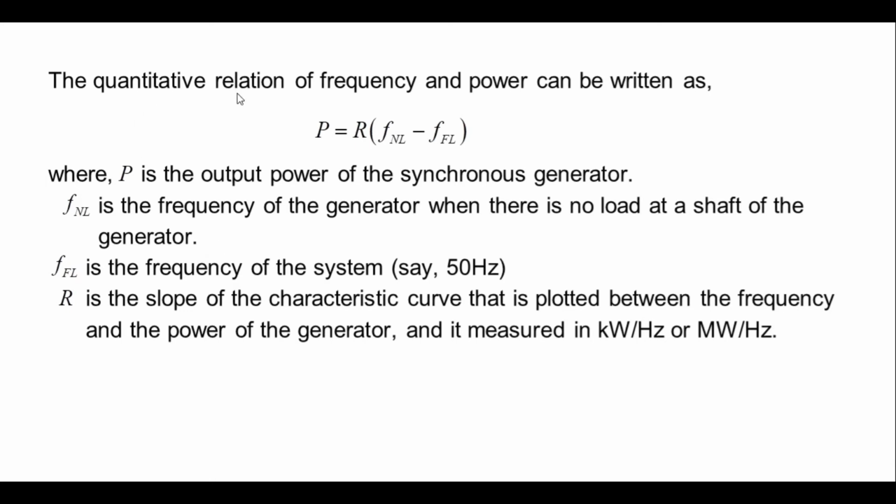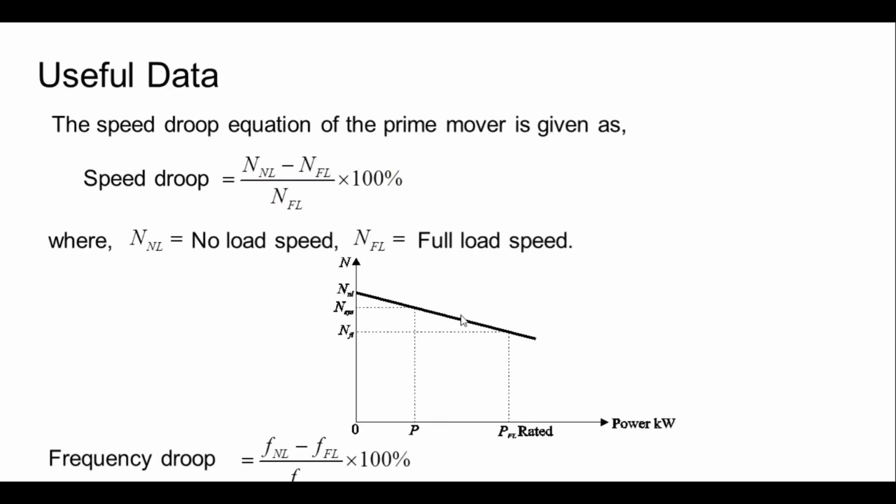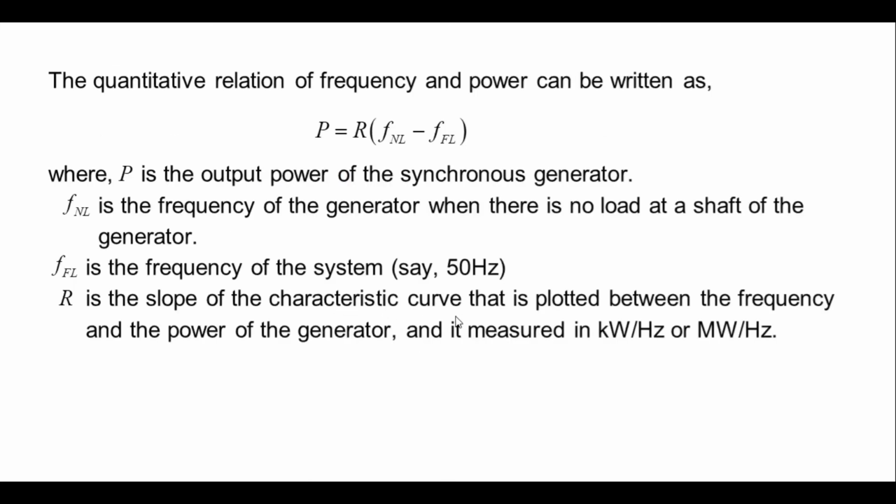Now, the quantitative relation of the frequency and power can be written as P equals R (F_NL minus F_FL), where these terms have their usual meanings, with R as the slope of the characteristic curve that is plotted between the frequency and power of the generator. So this is the slope of this curve, and that is represented by R, and it is measured in kilowatt per hertz or megawatt per hertz, right?